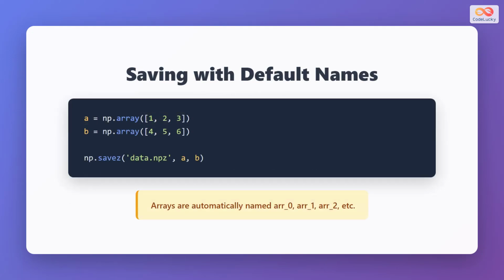Let's look at a simple example. We create two arrays, array A with values 1, 2, 3, and array B with values 4, 5, 6. When we call np.savez with the file name data.npz and pass arrays A and B, NumPy automatically assigns default names to these arrays. The first array gets named arr_0. The second gets arr_1, and so on. This automatic naming is convenient for quick saves.